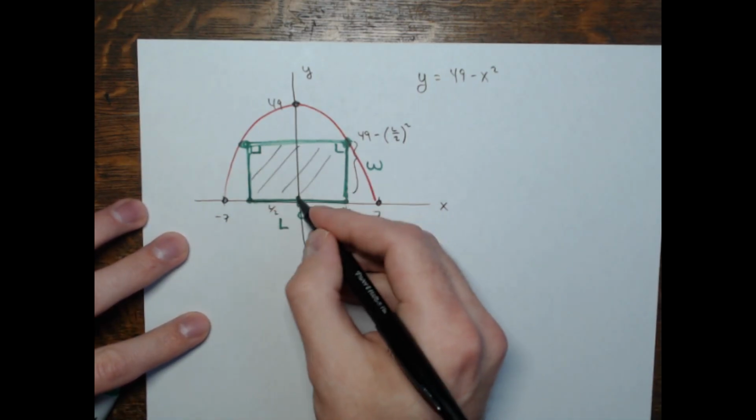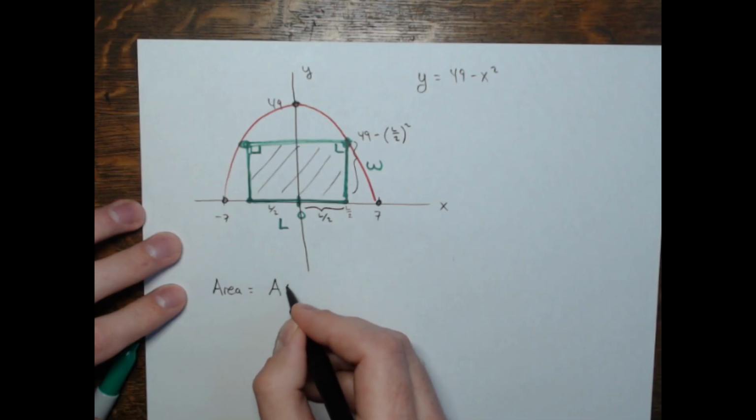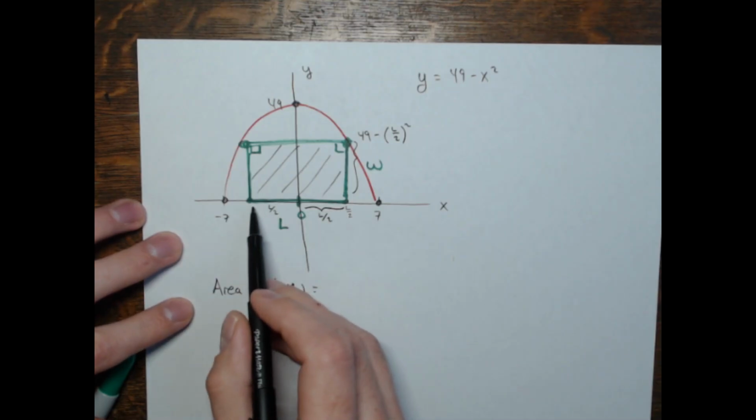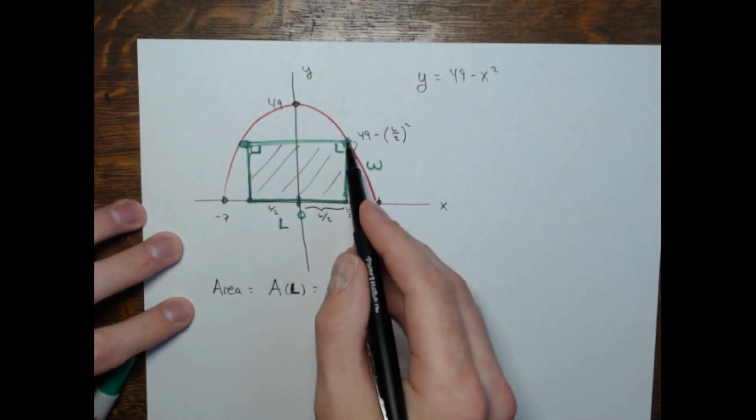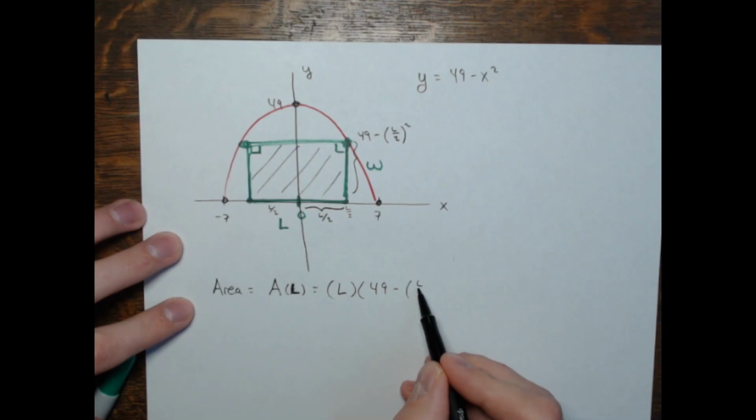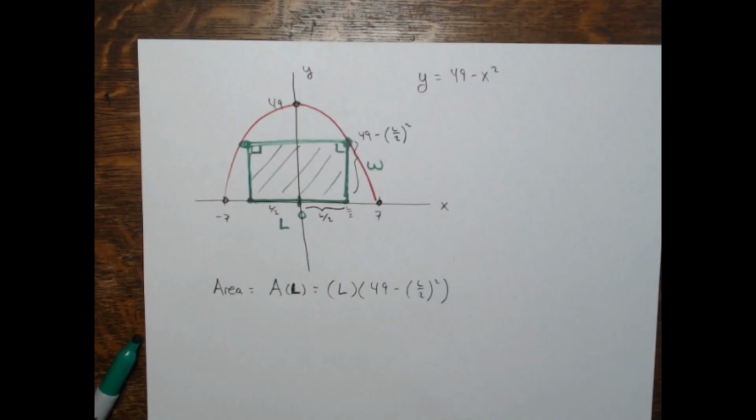So then the area of this rectangle that I would produce, I'll call it A of X, or no, A of L, because I'm using L here, is going to be the length, so L, times the height, which is this 49 minus L over 2 squared. And then we'll find the value of L that gives us the one with the greatest area.